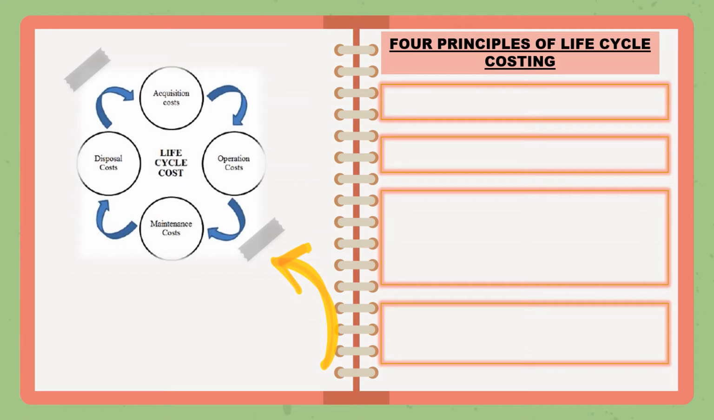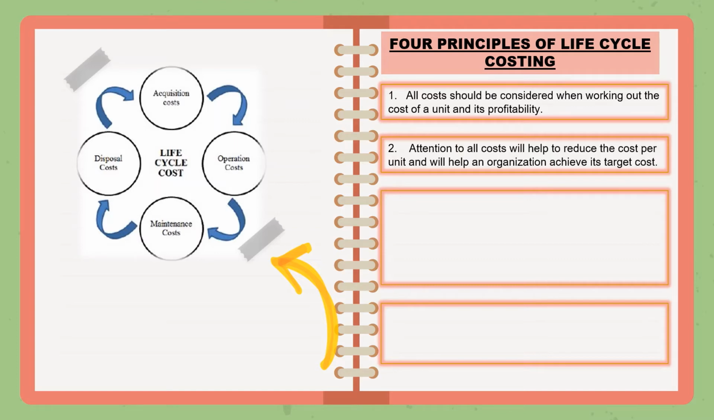There are 4 principal lessons to be learned from life cycle costing. The first one is that all costs from the beginning of the product until the end of the product's life cycle should be considered when working out the cost for a unit of product and its profitability. The second principle is that giving attention to all costs will help to reduce the cost per unit and will help an organization achieve its target cost.